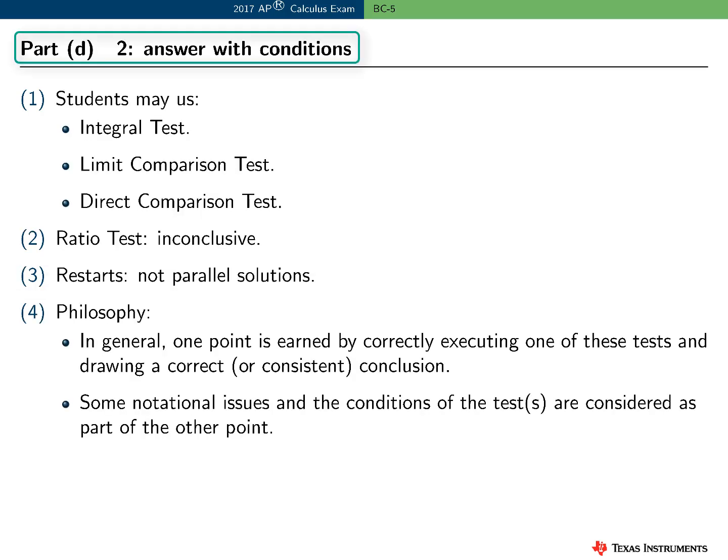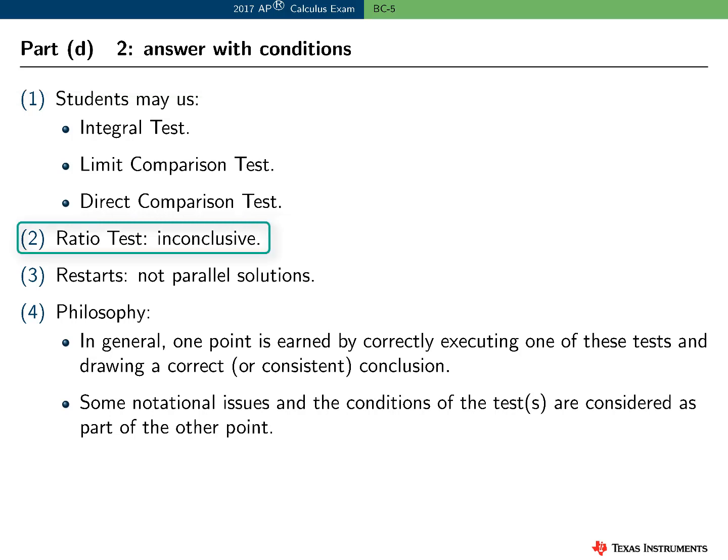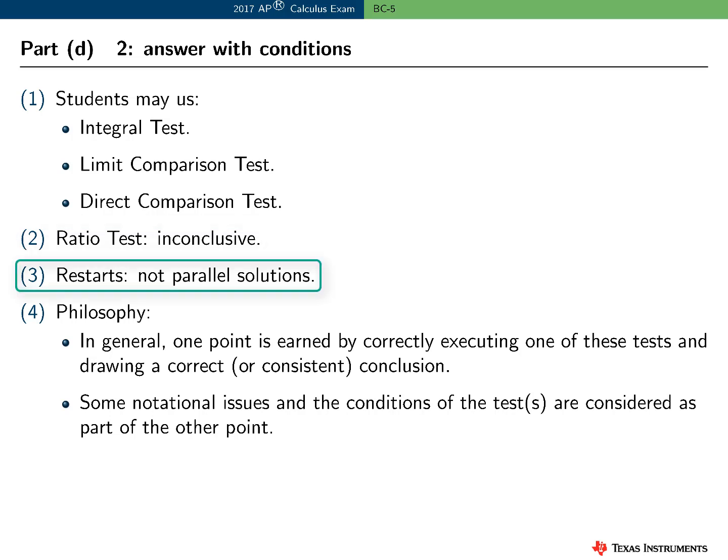Part D was worth 2 points. For the answer, the series converges, and the appropriate test conditions. Students may use any of these tests for convergence or divergence here: the integral test, the limit comparison test, or the direct comparison test. The ratio test is inconclusive here. Now, some students tried one test and abandoned their work and tried another test. And in this case, this was treated as a restart and not parallel solutions.